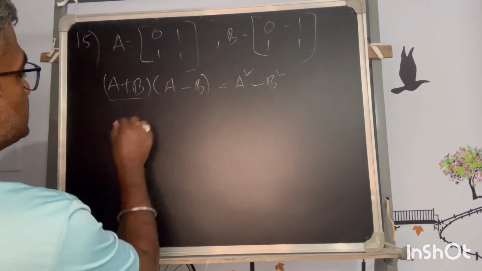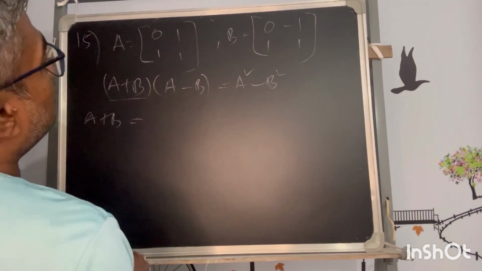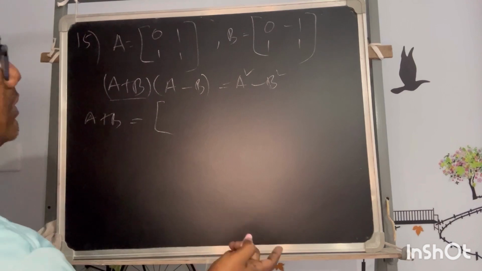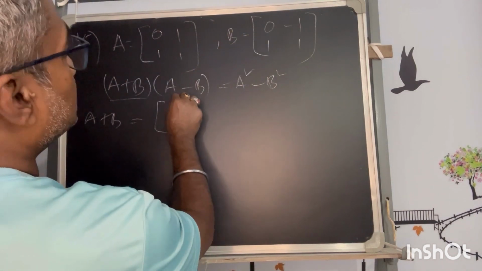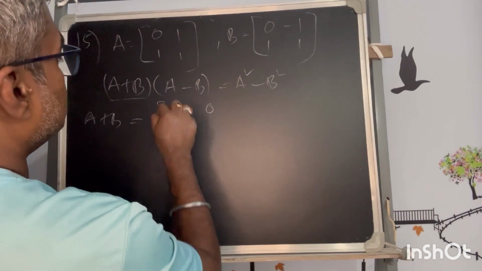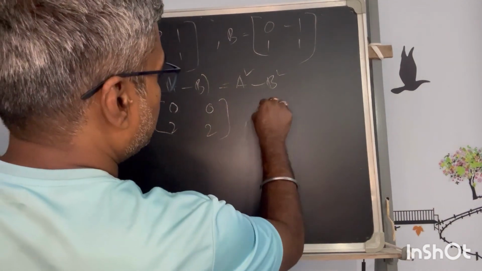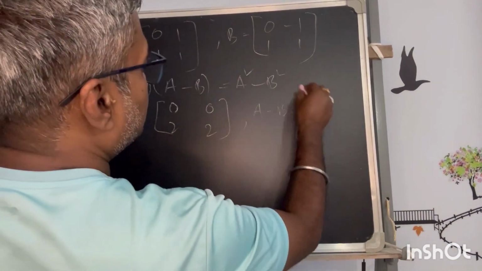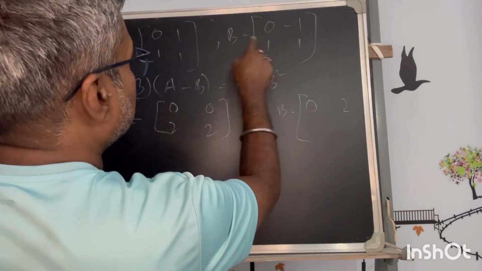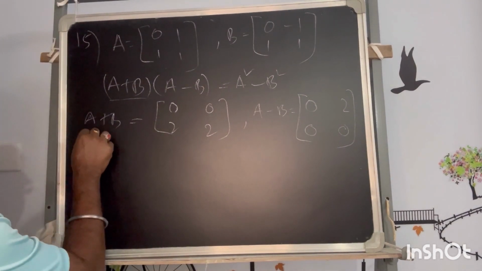What you have to do, A plus B you have to find, A minus B you have to find. So let us start with A plus B. All this we will find first, then we will see whether the left hand side and right hand side are equal. So A plus B means [0 0; 2 2]. This is A plus B. A minus B is [0 2; 0 0]. This is A minus B, and we will also find A square.